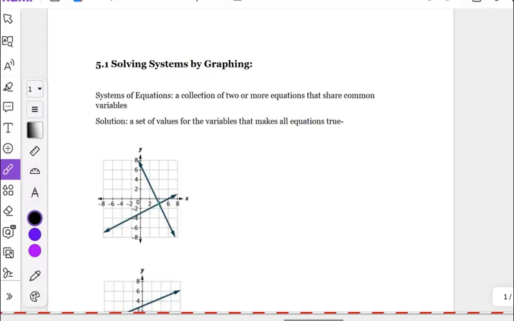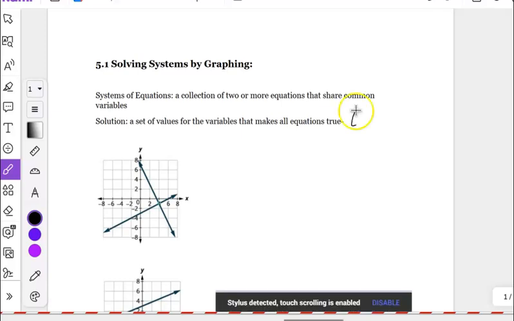Okay, so these are the 5.1 Solving Systems by Graphing video notes. Some things you need to know: a system of equations is a collection of two or more equations that share common variables. And a solution is a set of values for the variables that make all equations true, and they're always written in ordered pairs.